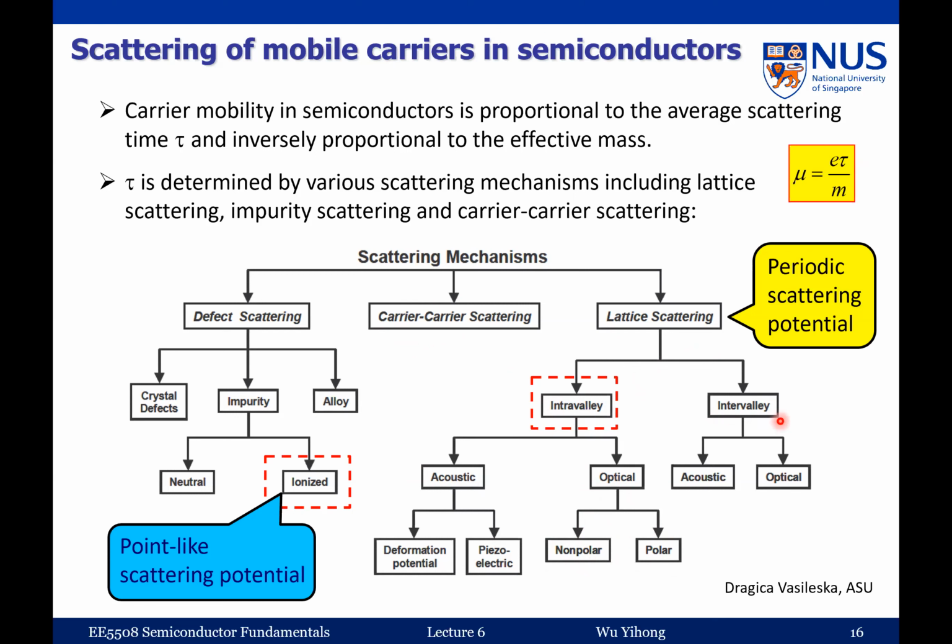And intervalley means that they actually jump from one valley to the other valley. When this happens, it typically happens at a very high field, okay? When this happens, of course, this will significantly slow down the electron transport. That's because at the other valleys it is difficult for the electron to move, okay?